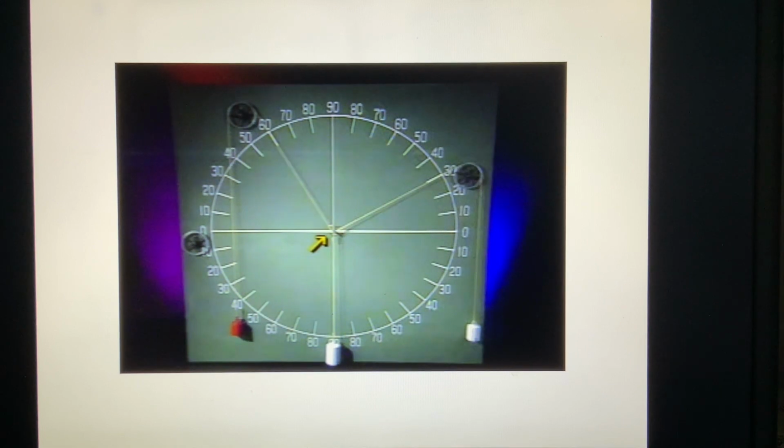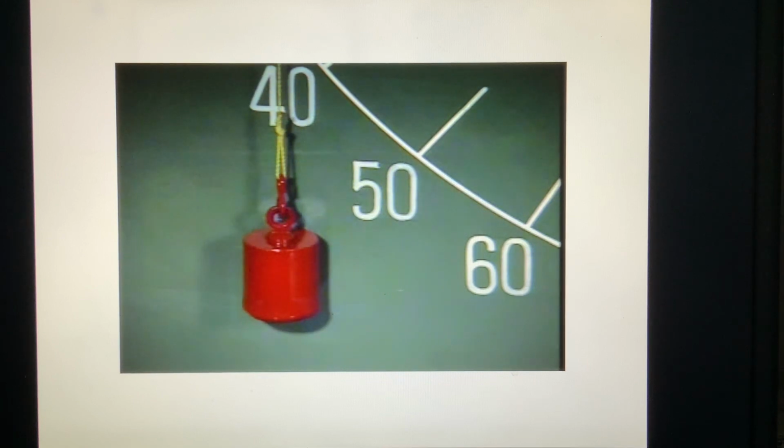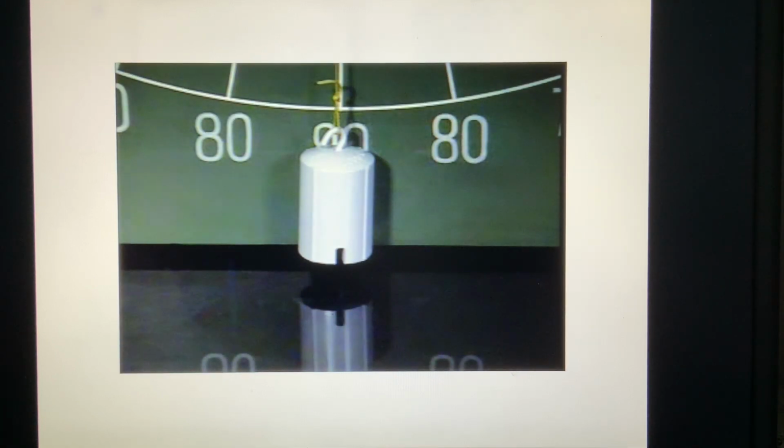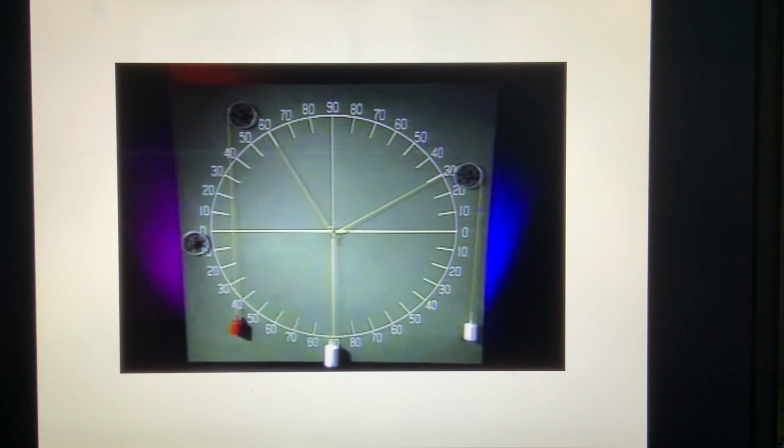The strings tied to this ring exert forces on the ring. Masses hanging from the ends of the strings provide the actual force: a 500-gram mass on this string, an 866-gram mass on this string, and a 1,000-gram mass on this string. If we pull the ring away from the center, it returns to its original position. The ring is in stable equilibrium.